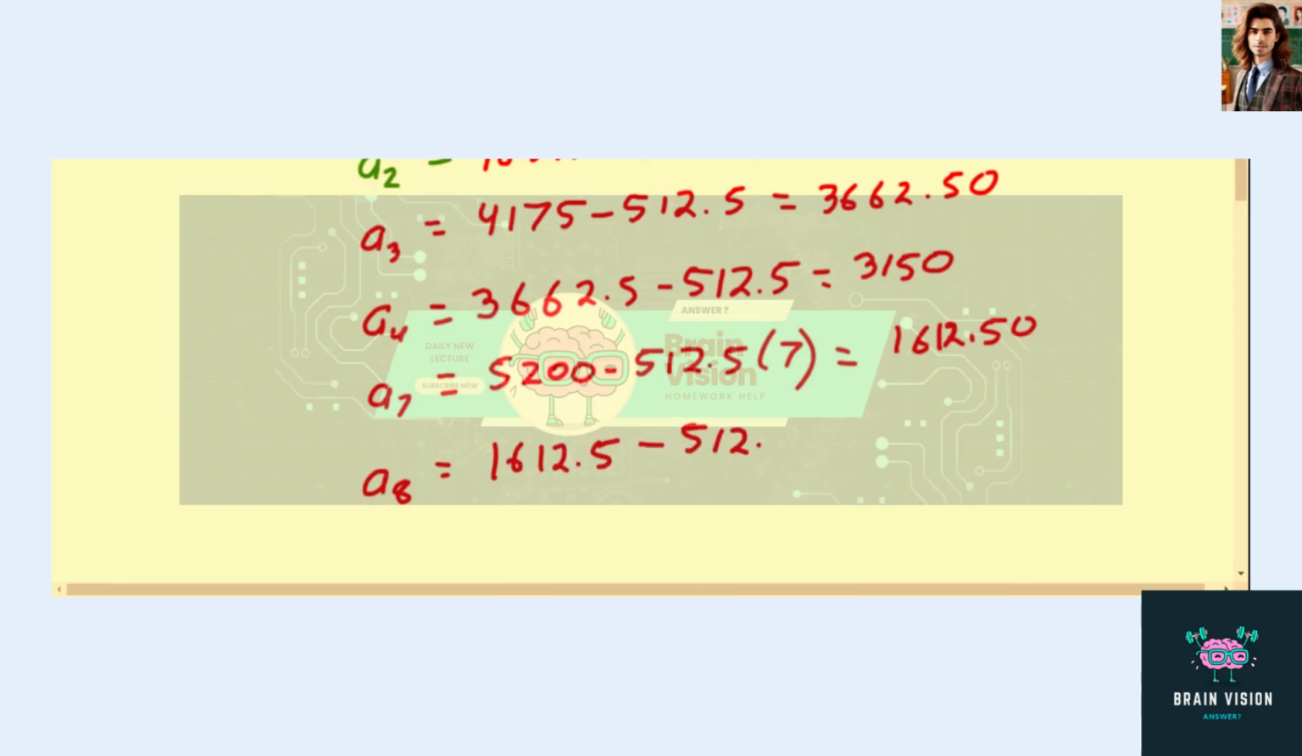So now to find A sub 8, remember, it's the next year, so we could just take 1,612.50 and subtract 512.50, which is equal to 1,100, which makes sense because they said at the end of 8 years, the value would be 1,100. So now we've found all the different salvage values.